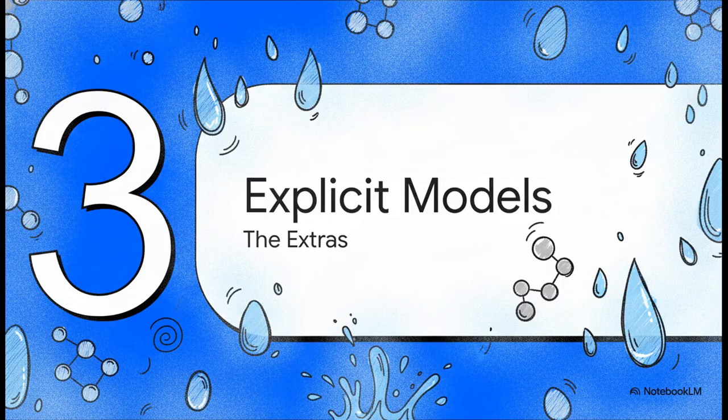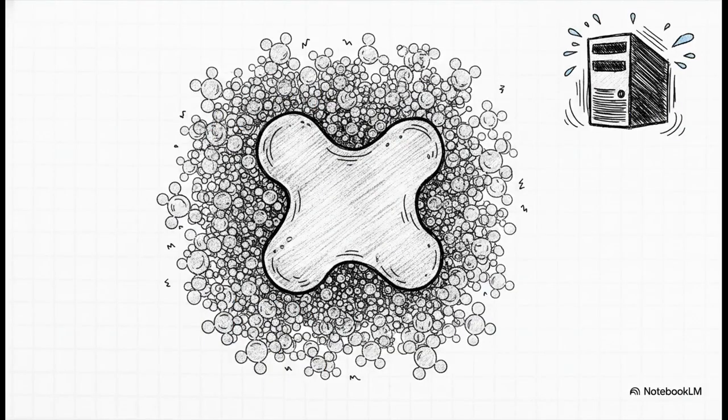Act 3. Explicit models. Let's bring in the extras. What if you, the director, demand absolute realism? You need to animate every single drop of water to capture the true physical chemistry. Well, that's where explicit models come in. This is casting millions of digital extras. You are giving every single water molecule its own exact coordinates, its own Coulomb interactions, and its own Lennard-Jones parameters for dispersion and repulsion.